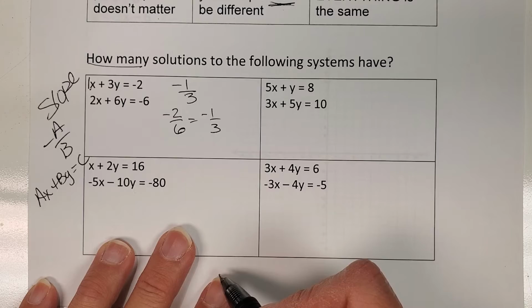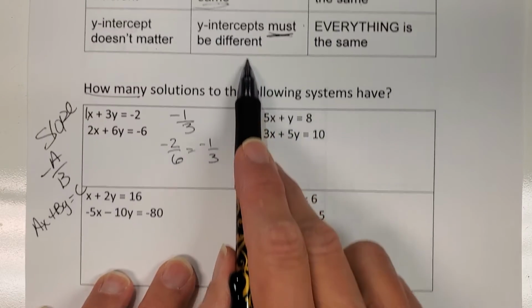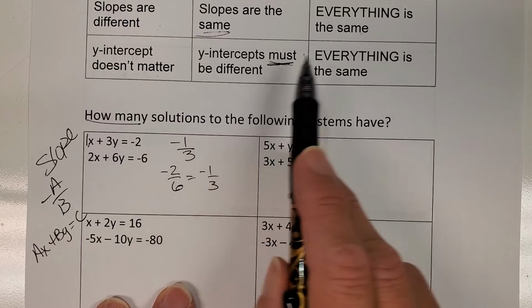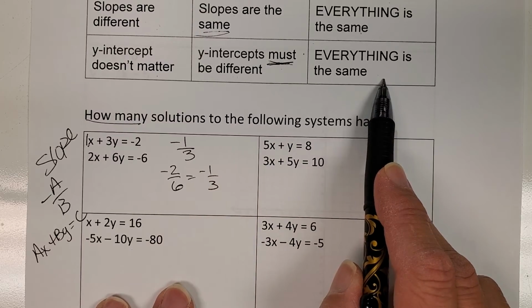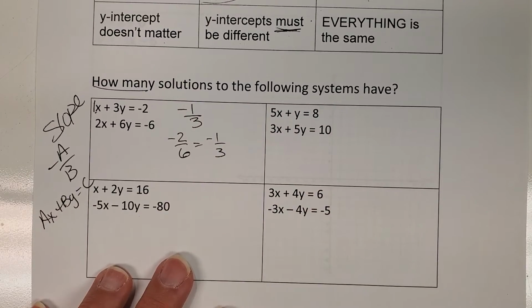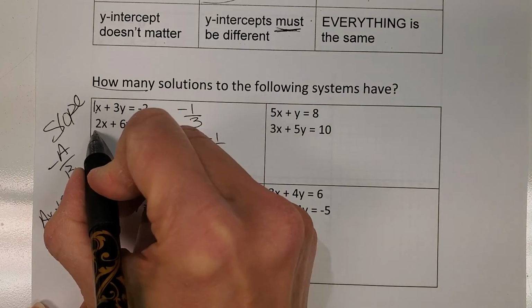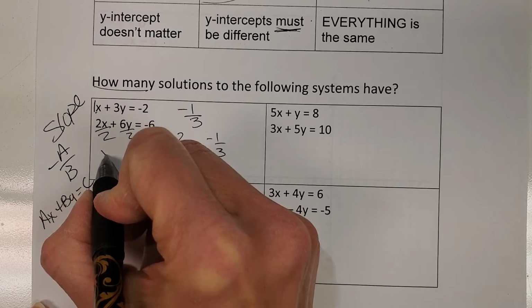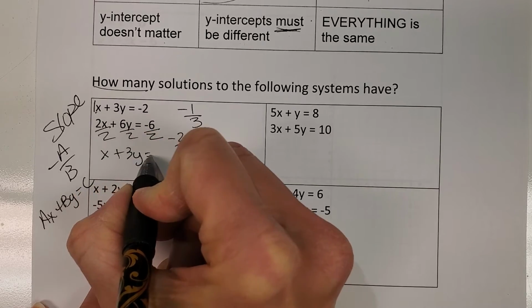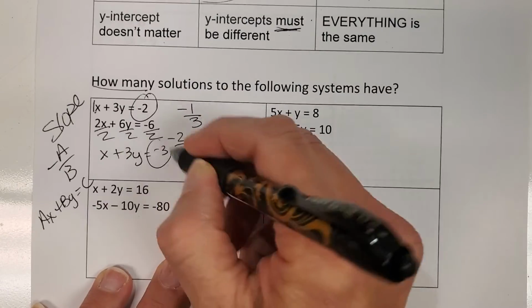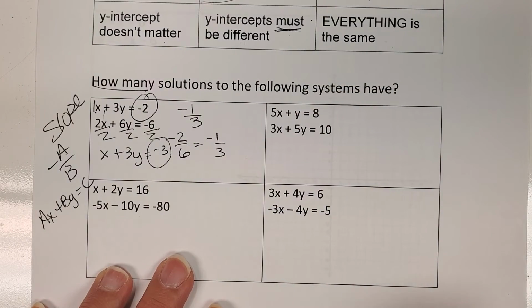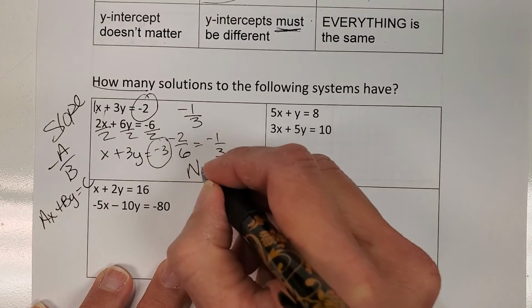So now we have to figure out, are the y-intercepts different or the same? Because if they're different, it's no solution. If they're the same, it's an infinite number of solutions. I like to do that just by dividing by the common denominator here and seeing what I get. So I get x plus 3y equals negative 3. Well, my c's are different. That means they're not exactly the same. So there we go, that's no solution.